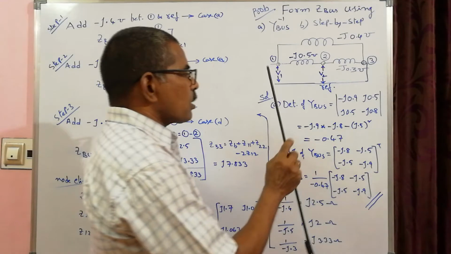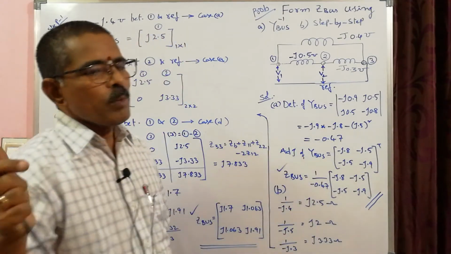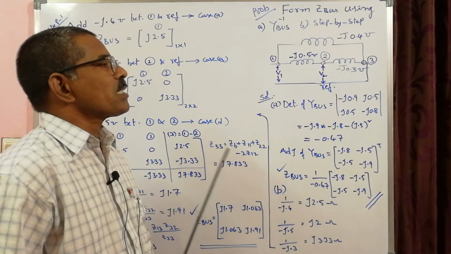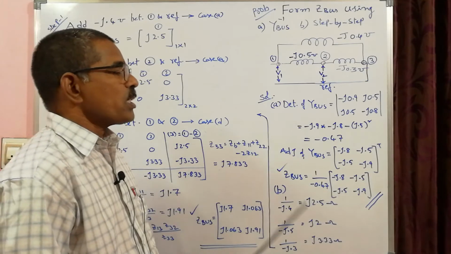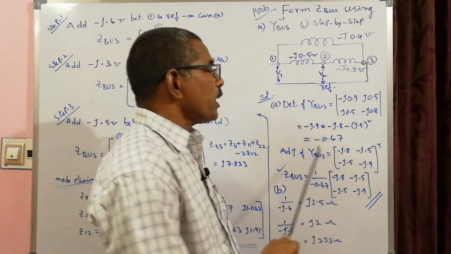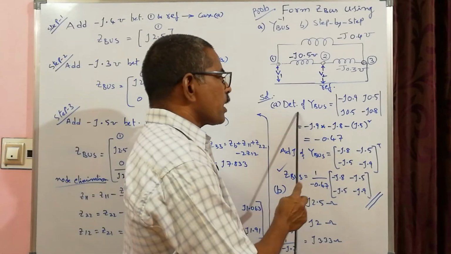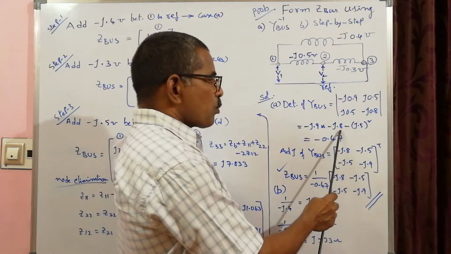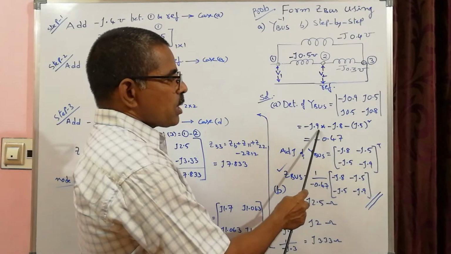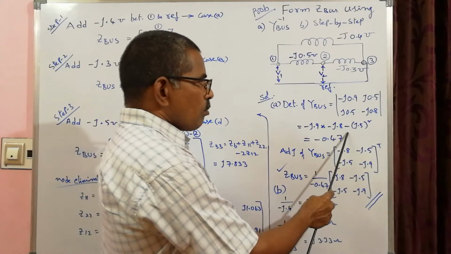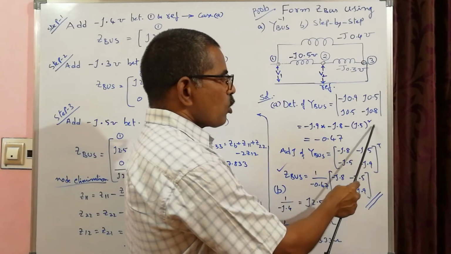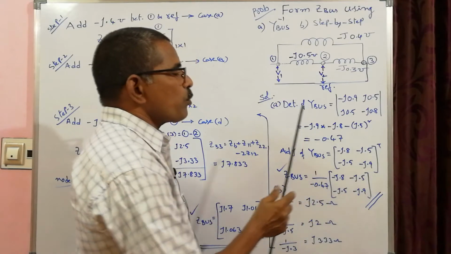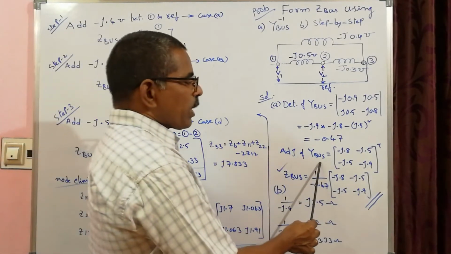I am now finding the determinant of Y bus and the adjoint of Y bus, so that adjoint of Y bus divided by determinant of Y bus yields Z bus. So, Y bus inverse is the adjoint of Y bus divided by the determinant of Y bus. So, the determinant is minus J 0.9 into minus J 0.8 minus J 0.5 squared. So, the determinant value is going to be minus 0.47.